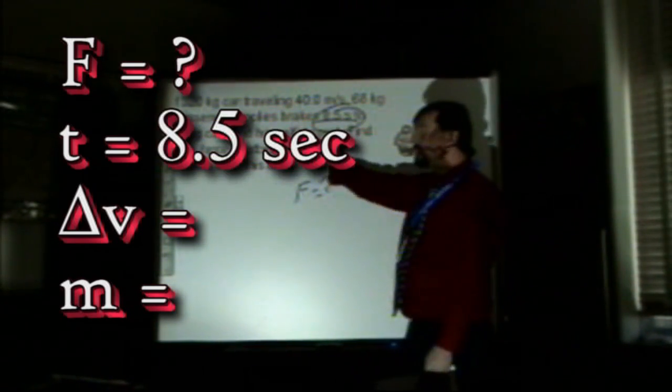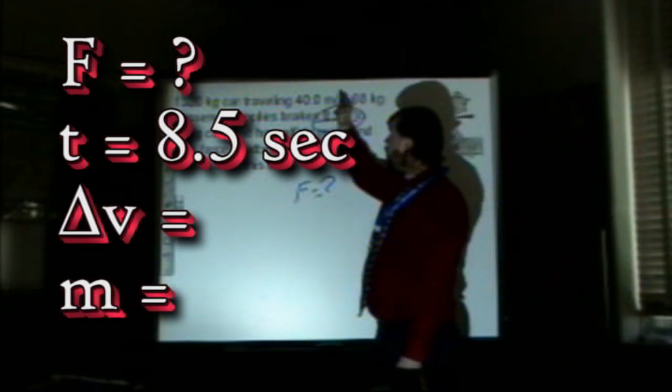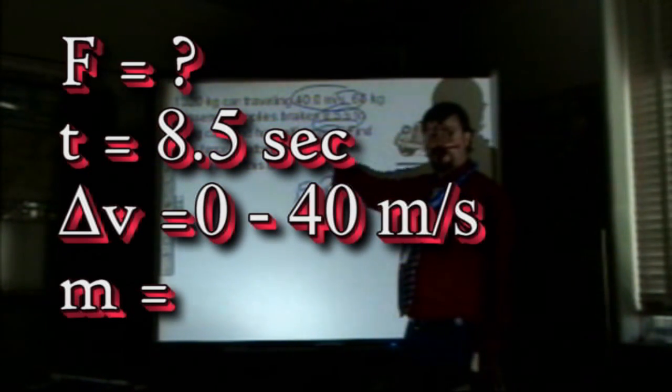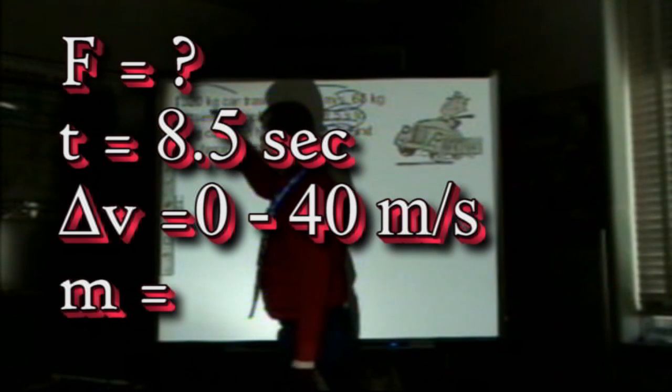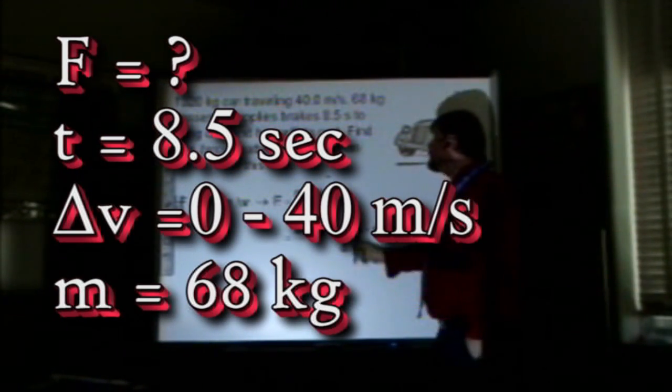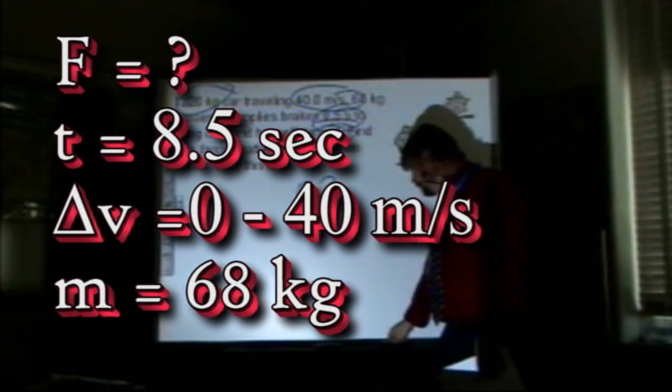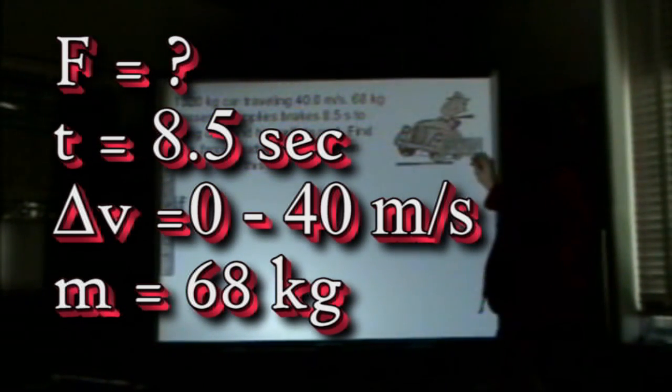We know the time period. We know what t is. We know the change in velocity. It's from 40 to 0. And we know the mass. Mass is the mass of the person and not the mass of the car. So we have our equations.